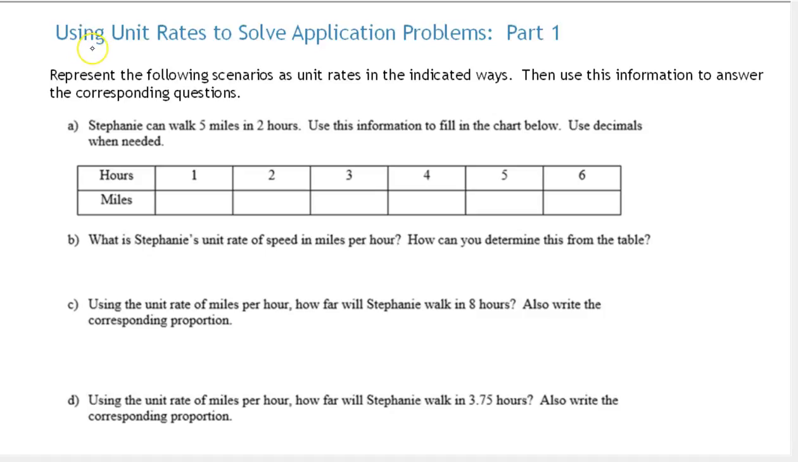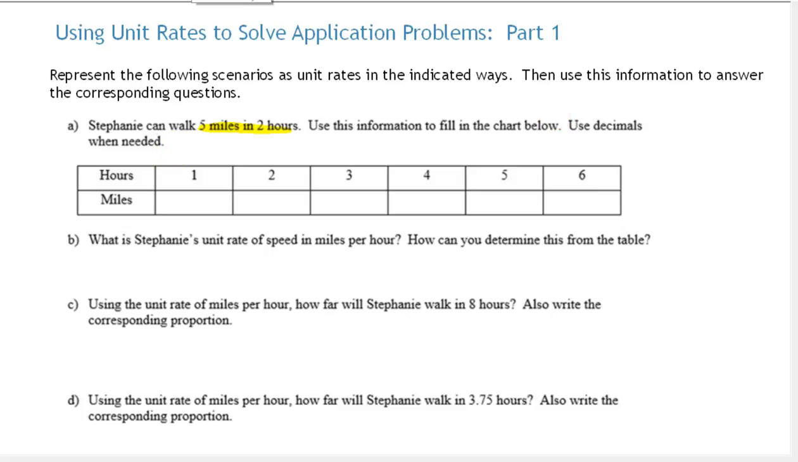In this example, we're going to use unit rates to solve application problems. Represent the following scenarios as unit rates in the indicated ways, then use this information to answer the corresponding questions. So, let's read the information. Stephanie can walk 5 miles in 2 hours. Use this information to fill in the chart below and use decimals when needed.